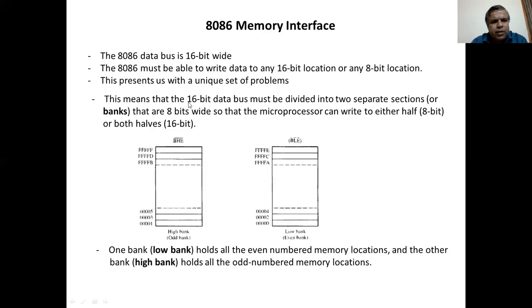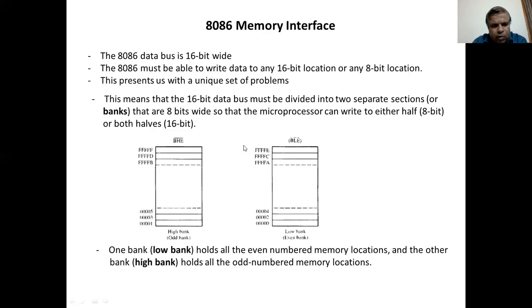This means that the 16-bit data bus must be divided into 2 separate sections or banks that are 8 bits wide, so that the microprocessor can write to either half or both halves. So all 8086 microprocessor memory is divided into 2 banks. Which are those banks? One bank, the low bank, holds all the even numbered memory locations, and the other bank, called the high bank, holds all the odd numbered memory locations.